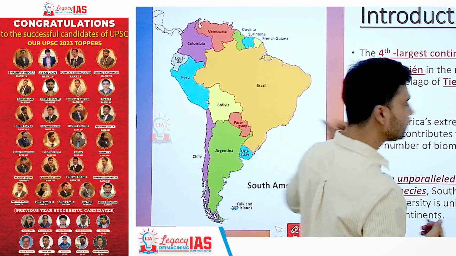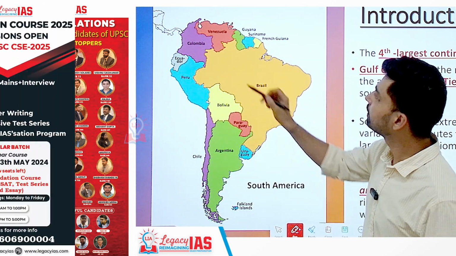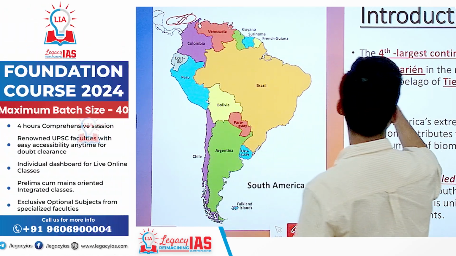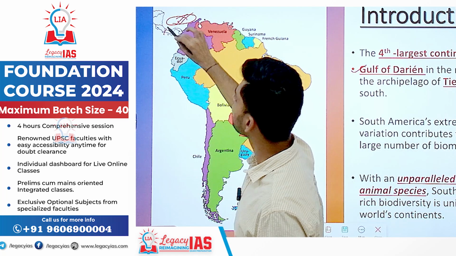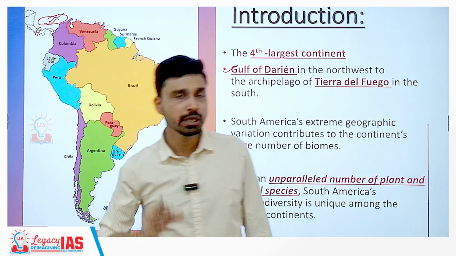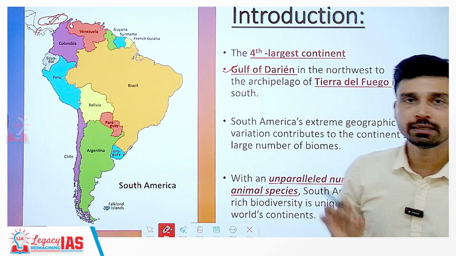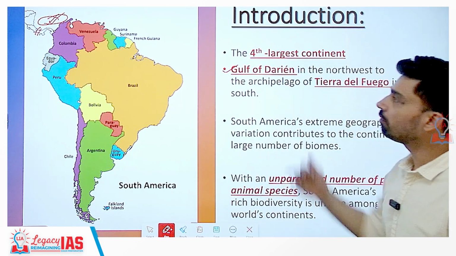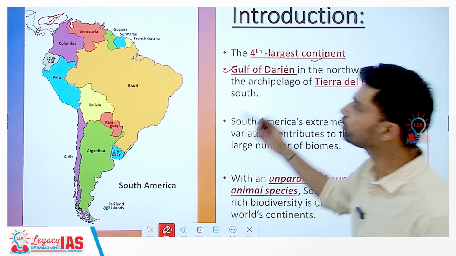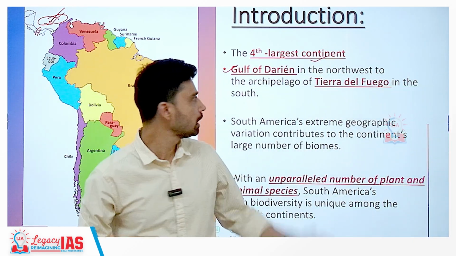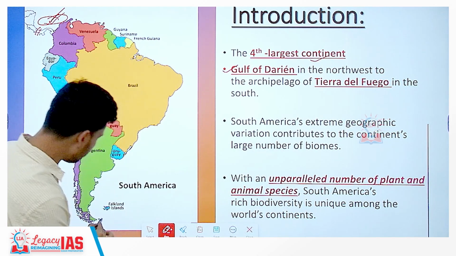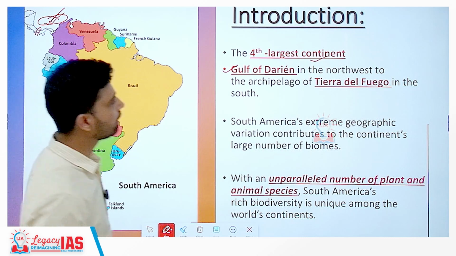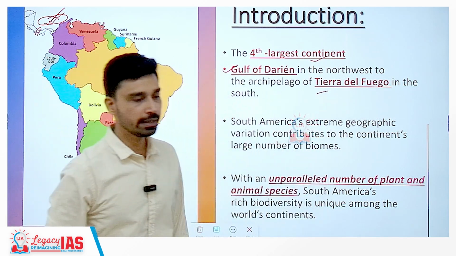From north to south, in the northernmost, northwestern side, we can say this area is what we call the Gulf of Darien, where the well-known Darien Gap in Panama is also situated, which is one of the major donkey routes, where illegal immigrants try to cross into the United States of America via Mexico. So, the fourth largest continent stretches all the way from the Gulf of Darien in the northwest up to this small archipelago in the southernmost part of the continent, that is Tierra del Fuego. That is the extent of this continent.